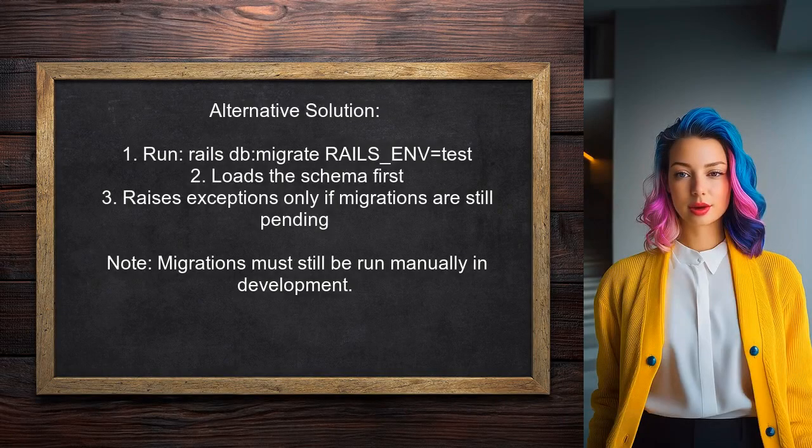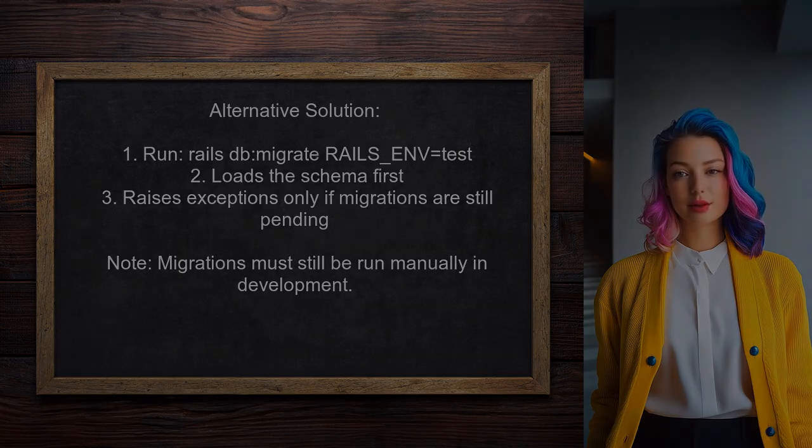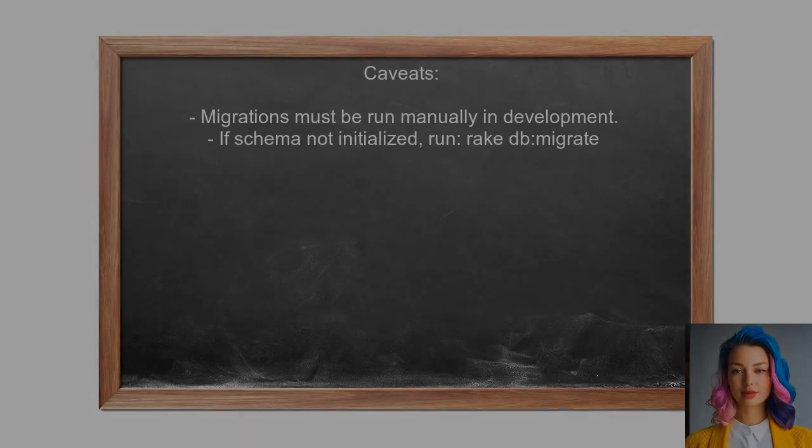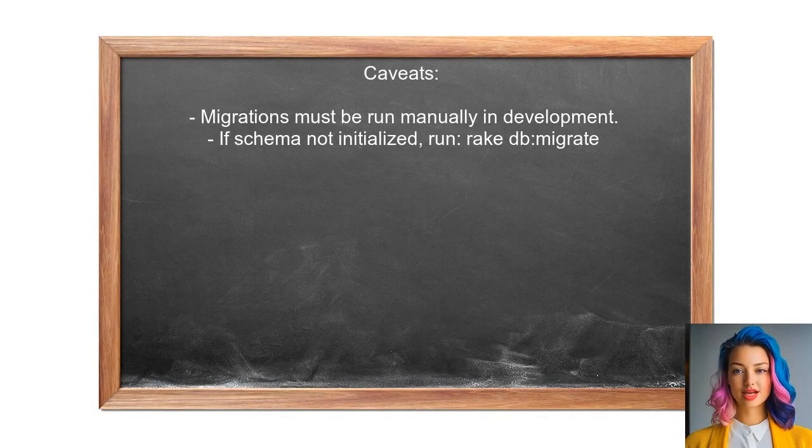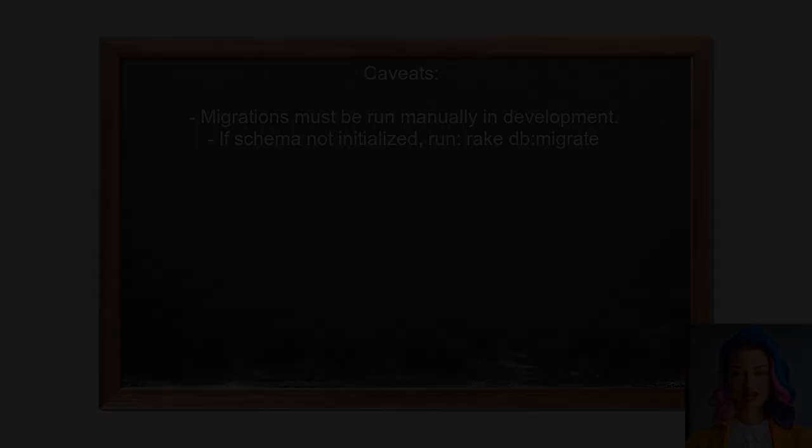One alternative approach is to run the command rails db:migrate RAILS_ENV=test to update your test database. This command ensures that Rails attempts to load the schema first, and it will only raise an exception if there are still pending migrations after that. However, be aware of a couple of caveats. If the schema hasn't been initialized, an exception will be raised, instructing you to run rake db:migrate.